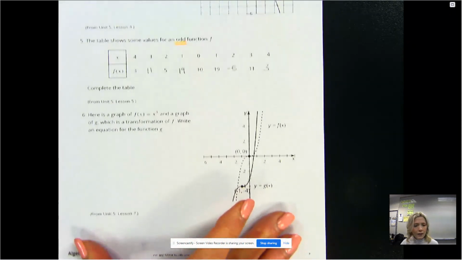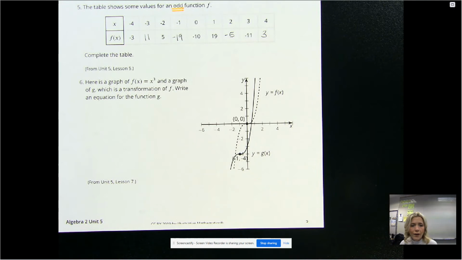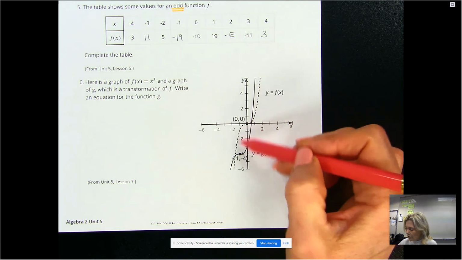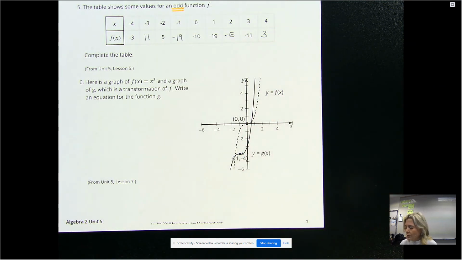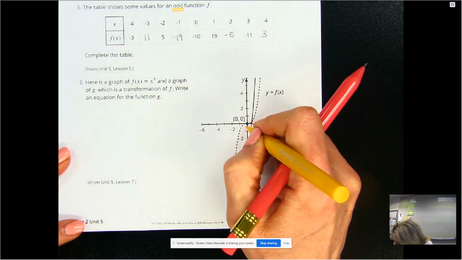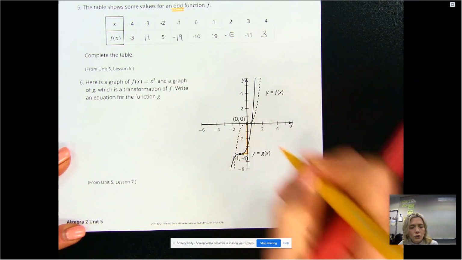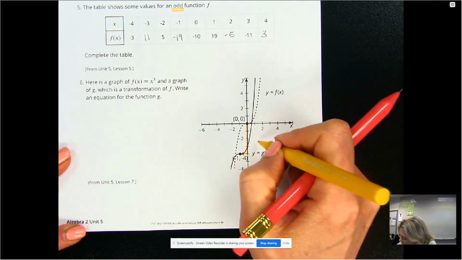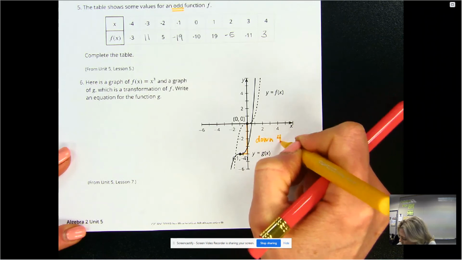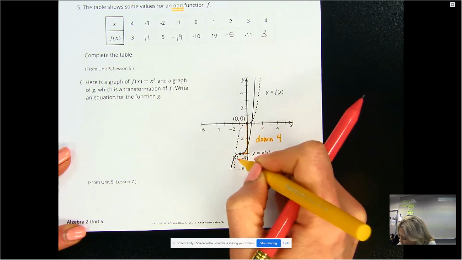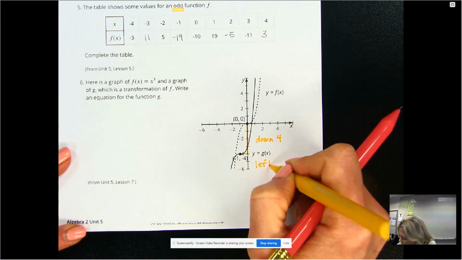And then finally, number 6, the graph of f of x is x to the third. So that's going to be the dashed graph. And a graph of g, which is a transformation of f. Write an equation for the function g. So I can see it doesn't look like it's been scaled at all. It just looks like we're moving that little point where the function turns down 4 places and to the left 1, from 0 to -1. So down 4 and left 1.